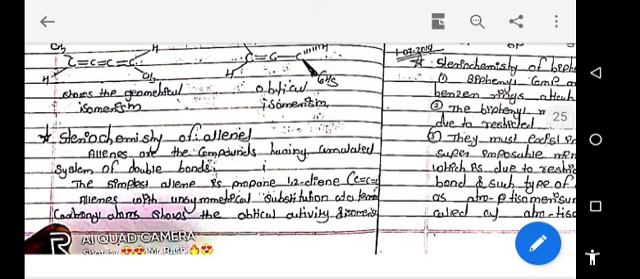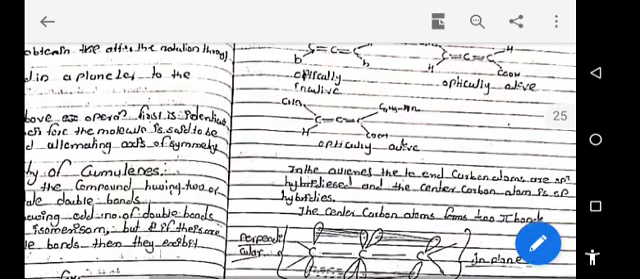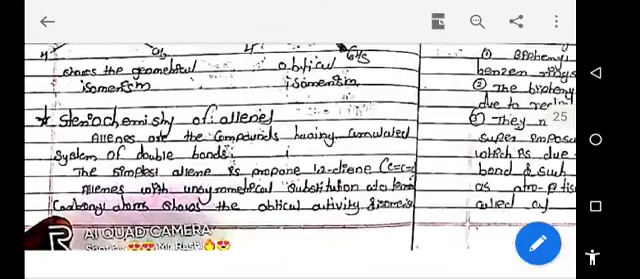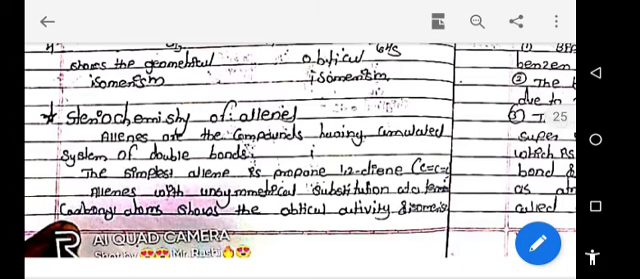Stereochemistry of allenes. Here is the structure of allenes. These are the compounds having two double bonds. Allenes have a cumulated system of double bonds. The simplest allene is propa-1,2-diene.